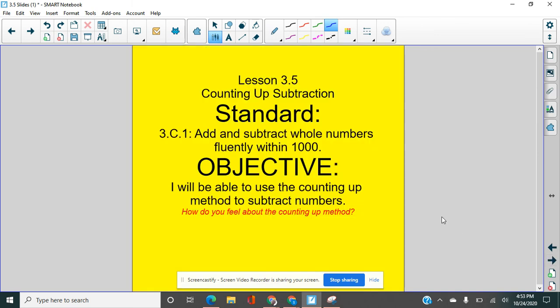Let's see. Did we do this yet? I don't think we did. We should have. Our objective here is to be able to use the counting up method to subtract numbers. Okay. And that goes with this standard about being able to add and subtract, right? Of course, subtract whole numbers within 1,000. That means anywhere from 1 to 999.